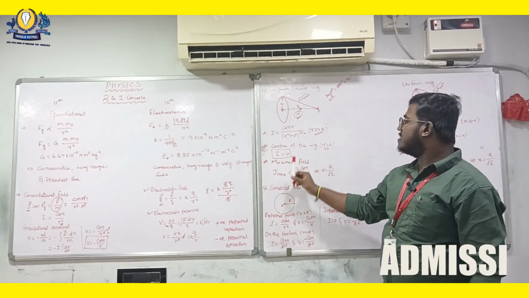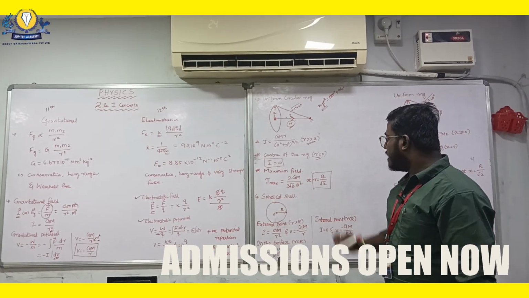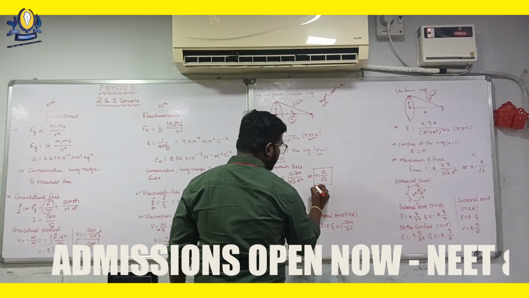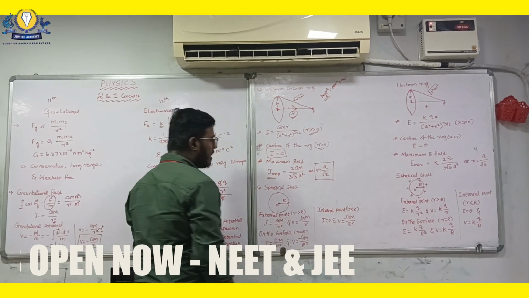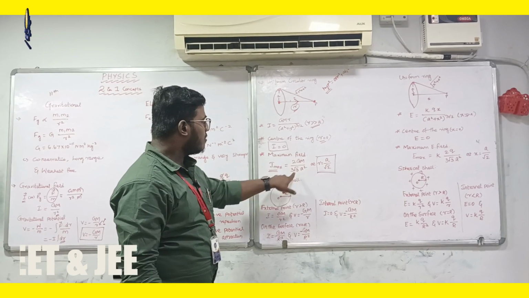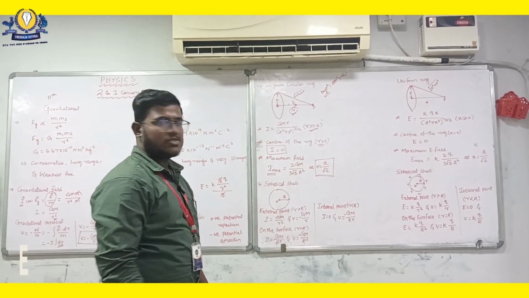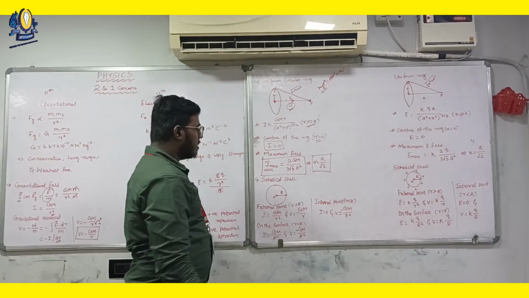The gravitational field value is maximum when R is equal to A divided by root 2. When R is equal to A divided by root 2, the gravitational field reaches its maximum. So I max is equal to 2GM divided by 3 root 3 A square. This is the formula for maximum gravitational field.